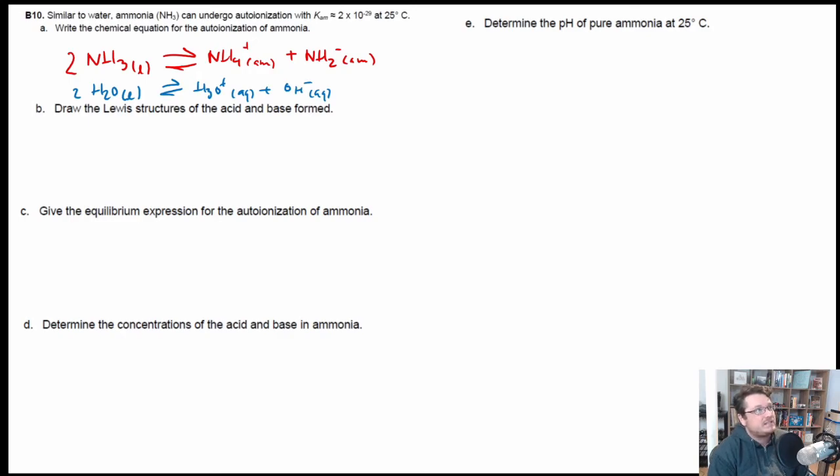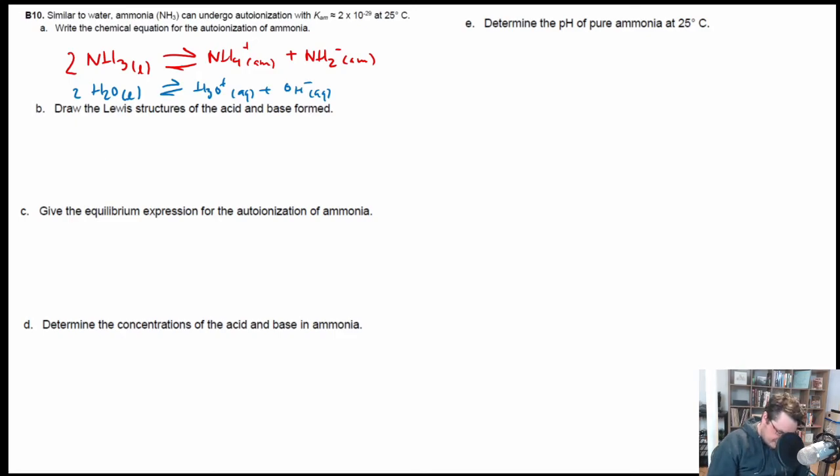It's basically the same type of reaction, where you have 2 of the same molecules, and one of them acts as a base and one acts as an acid. They both donate, undergo the acid-base reaction, and you form the dissociated, autoionized version of them. So you can expect that to be possible in ammonia. The next part says to draw the Lewis structures of the acid and the base formed, so we should be able to do that.